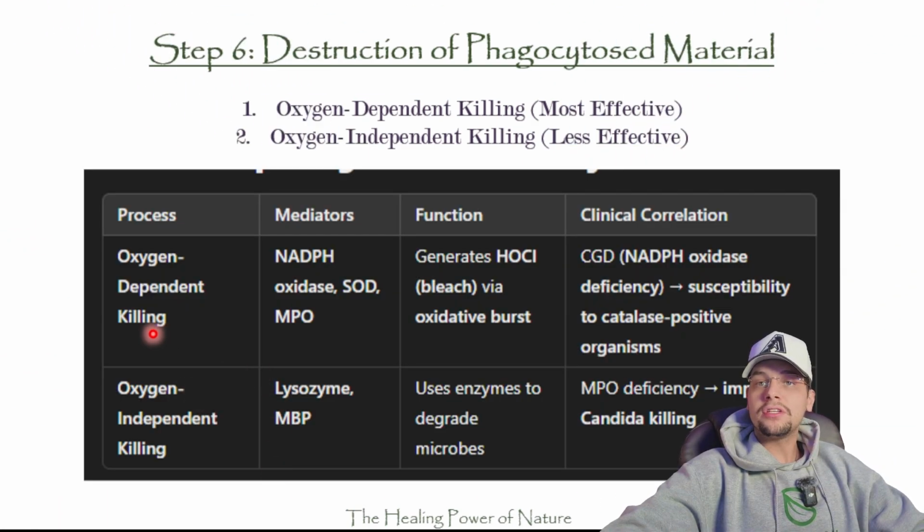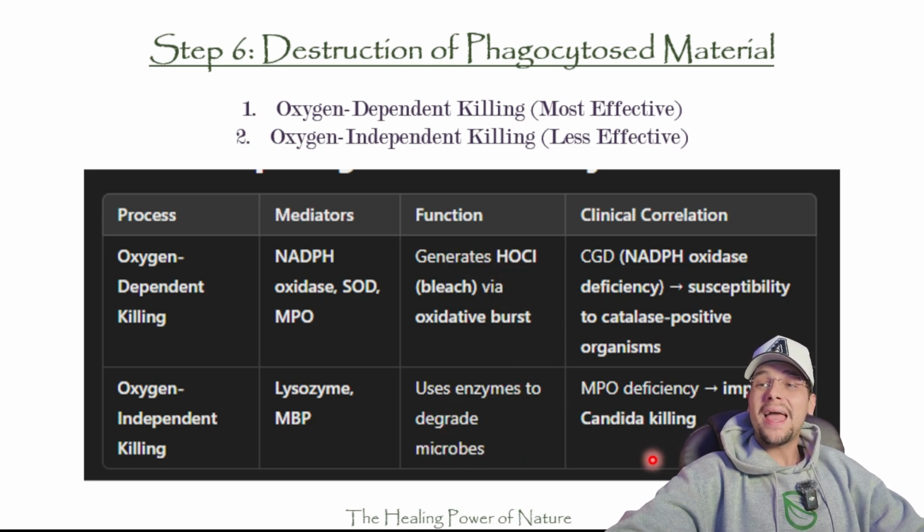So for example, we now have these two different mechanisms. We have the oxygen-dependent killing, which uses NADPH oxidase, SOD, and MPO. Its function is to generate bleach via the oxidative burst. In chronic granulomatous disease, there's an NADPH oxidase deficiency, which means there's susceptibility to catalase-positive organisms. In the oxygen-independent killing, the mediators are lysosomal enzymes and MBP, which use enzymes rather than ROS to degrade microbes, but in MPO deficiency, there's impaired Candida killing.